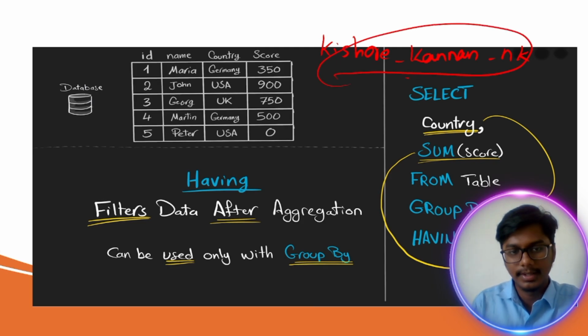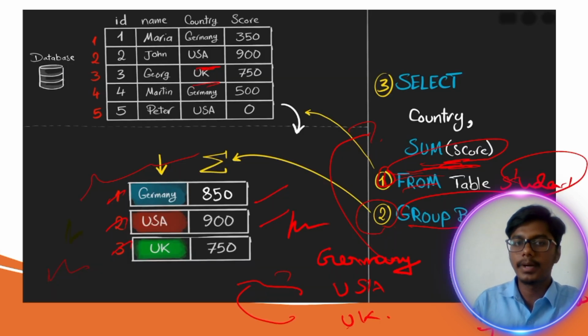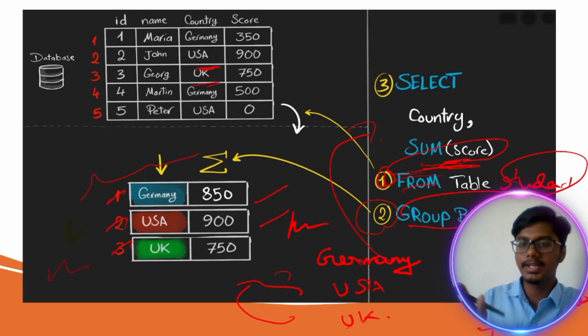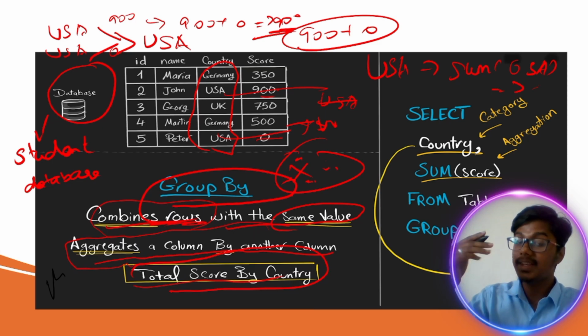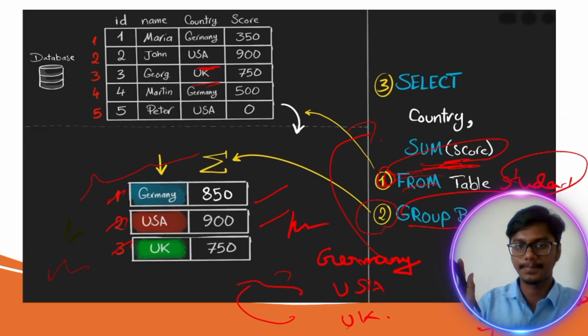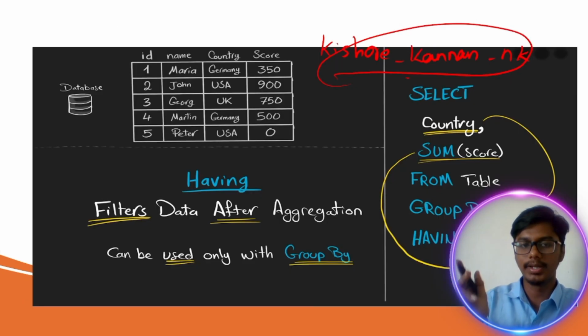Guys, beware of this GROUP BY. I am explaining it quickly and in simple words. GROUP BY is nothing but combining all the rows with the same values, and it aggregates a column by another column. That's the basic intuition. I'm explaining it visually. Now slowly we will discuss, first of all, how to retrieve the columns.